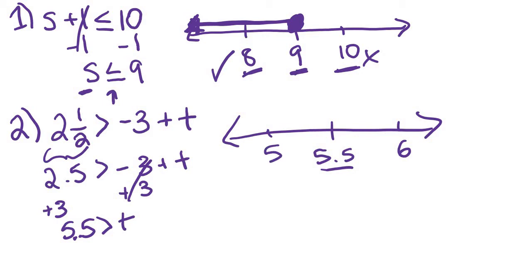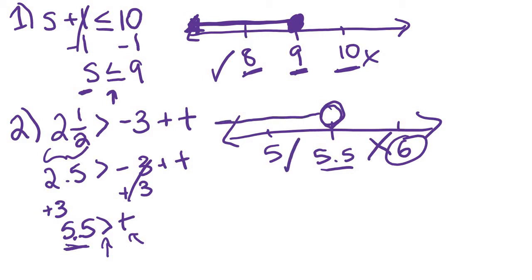All right, so first things first, is that going to be an open circle or a closed circle? It's going to be open because we don't have an or equal to sign down here. So it does not include the 5.5. Now you see how the little alligator mouth is pointing at the 5.5? That means the 5.5 is the bigger number. That means t is smaller. So is 6 smaller than 5.5? Nope. Is 5 smaller than 5.5? Yes. So we draw our little arrow in the direction of our check marks.